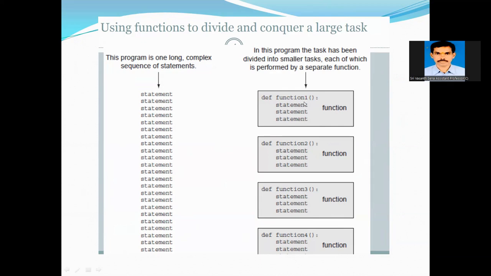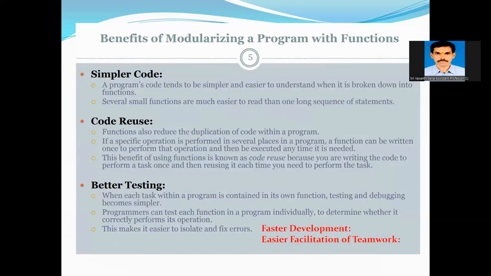So if possible, you try to divide your program into different parts. First part function 1, second part function 2, third part function 3, and fourth part function 4. If you are dividing your program into different parts, then it is said to be modularity. So division of your program. The beauty of functional programming is simpler coding. If you are dividing, the work can be done easily.